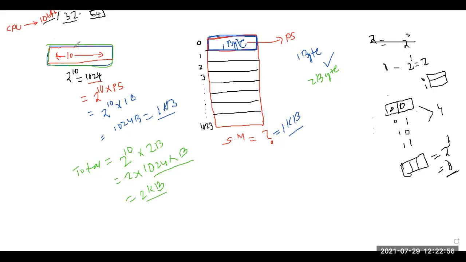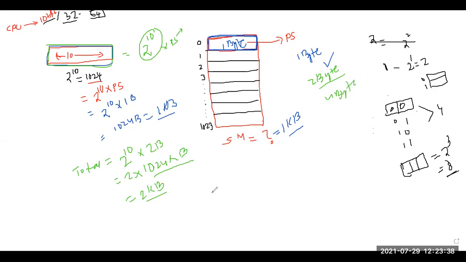So if the CPU is generating a maximum of 10 bits, then what is the maximum number of locations? Obviously 2 to the power of 10. This is the number of different locations the CPU can generate. And how to find the size? Size is nothing but the total number of locations into page size. Page size is the size of my block. In general the system is byte addressable, meaning every page size is 1 byte. If it says 2 byte or 4 byte addressable, then you have to multiply by either 2 or 4.